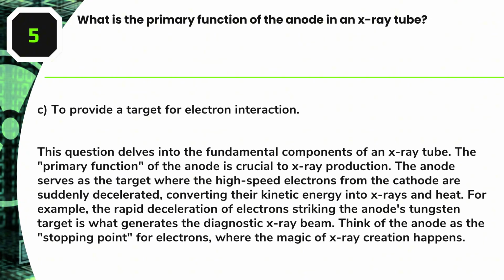Answer, C. To provide a target for electron interaction. This question delves into the fundamental components of an X-ray tube. The primary function of the anode is crucial to X-ray production.